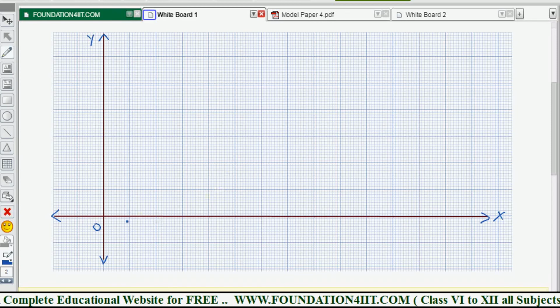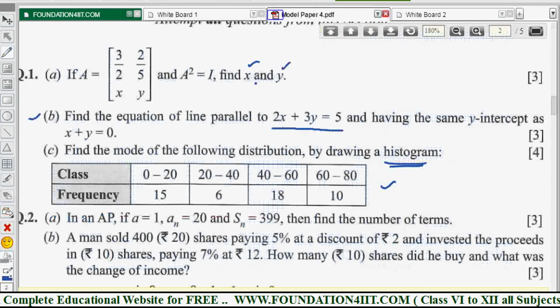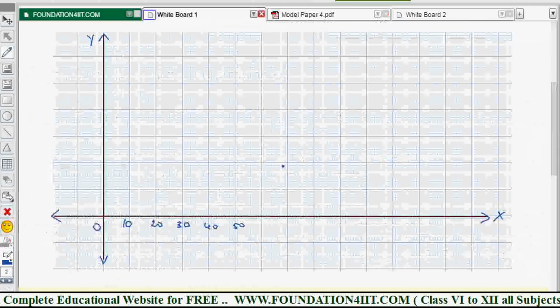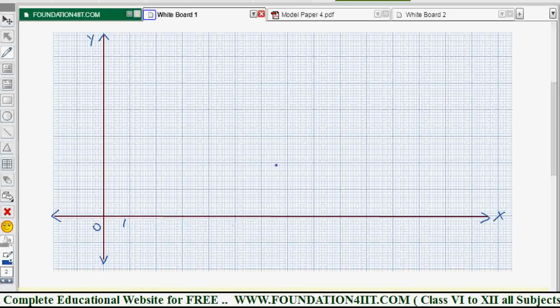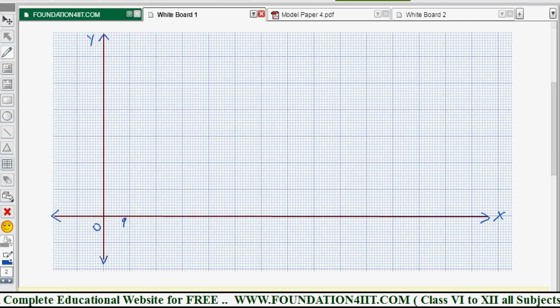So if you take 10, 20, 30, 40, 50. Otherwise, here from 0 to 20, 20 to 40, you can take 20 units as 1 centimeter too. You can take your own. Okay, if you take this as 20, 40, 60, 80, 100.